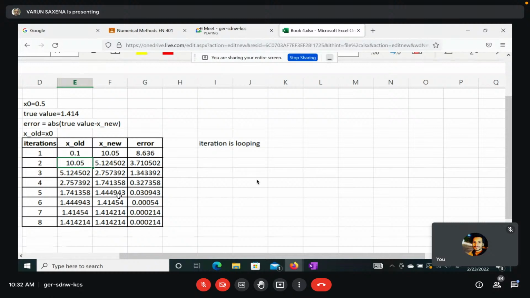So its square root will be between 1 and 2. So initially I took a value 0.5. Okay, fine, no problem. But 0.1 is even further away. So obviously it will take more number of steps.